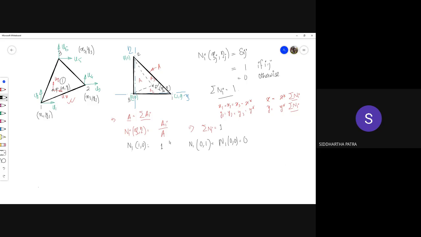Now we are writing the value of N1 at 0 and 1, but we still do not have any polynomial expression of the Ni's. For that matter, we'll have to calculate the area of the total triangle and also the individual triangles. Can you tell me how much is the area of the total triangle? Half.